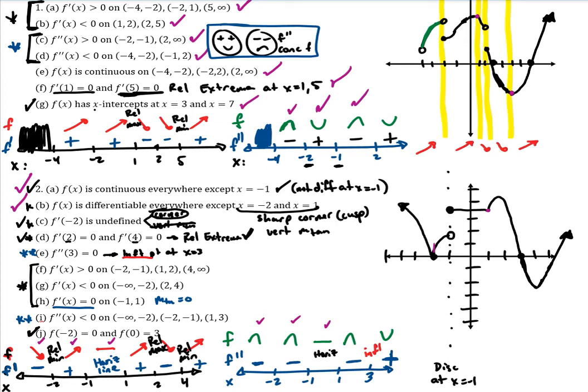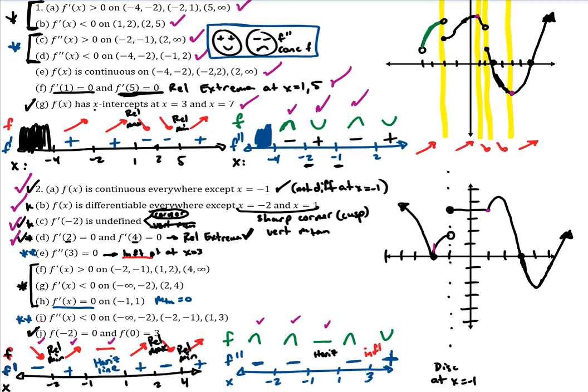Okay, f prime of -2 is undefined. We already said that that's where the corner is. Yep. F prime of 2 is 0, so that's where there should be a relative maximum. Yep, there is a relative maximum there. And then f prime of 4 equals 0, that's where a relative minimum is. Okay, so that's good too.